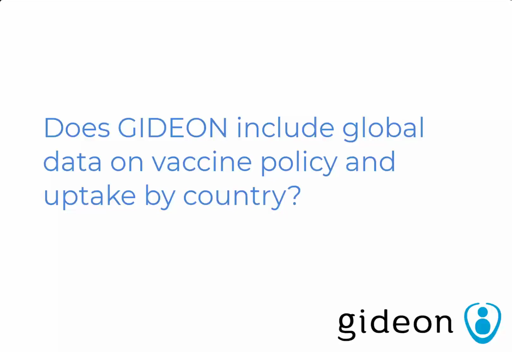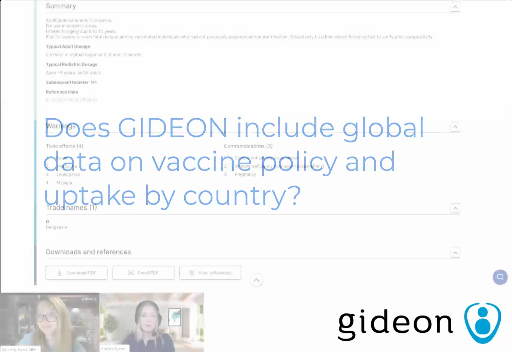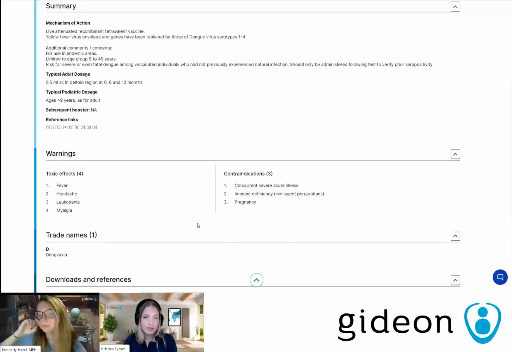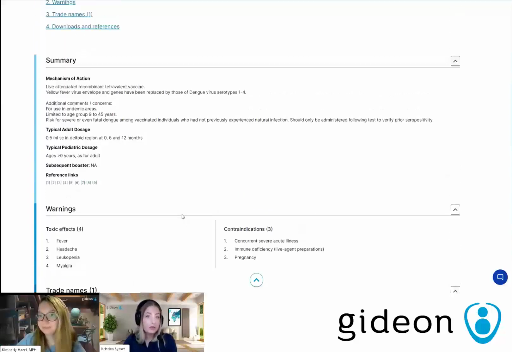Does Gideon include global data on vaccine policies and actual uptake by country, such as percentages of population? So again, I can point you to the answer. One, we do have graphs on certain vaccines and how well they've been taken up by countries, but we can also go into a country note.